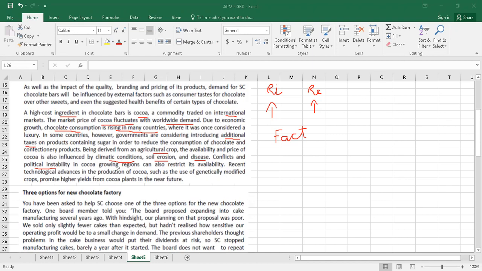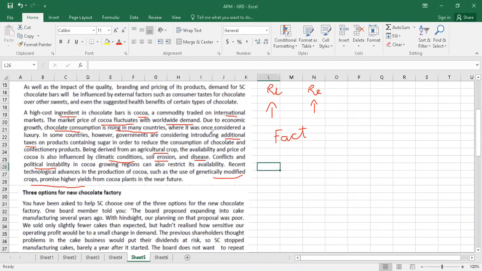Recent technological advances in production of cocoa, such as the use of genetically modified crops, promise higher yields from cocoa plants in the near future. Okay, so there are many points given with respect to PEST analysis. Identify what they are and place them under the respective category: political, economic, social, technological. So point by point, identify that, and then where to place them. Please understand that and then write that. So we will be taking up that exercise as well now.